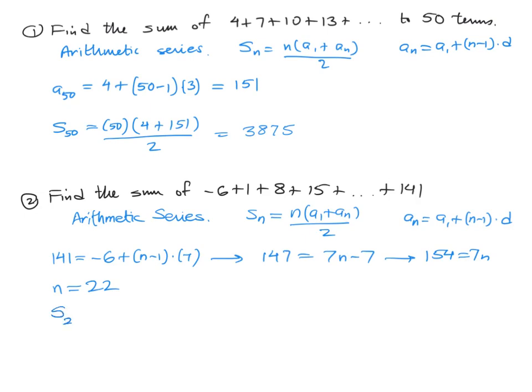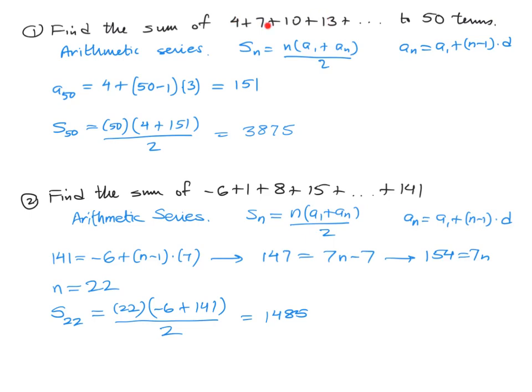So S subscript 22, not Sn anymore, is 22 times -6 plus 141, all divided by 2. And I plug that into my calculator, and I get 1,485. So once again, I use the arithmetic series formula and the arithmetic sequence formula to work out the missing pieces. The arithmetic sequence formula is going to be the one that finds whatever's missing from the formula. If you have all three things, n, a1, and an, then you're in good shape. But generally speaking, you'll either have a1 and an and not n, or you'll have a1 and n, but not an. So you'll have to work one of those two things out.